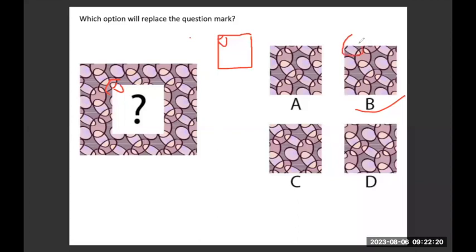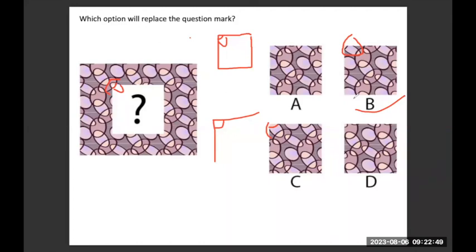If you look at this part, C also shows that condition, but the arch's position is wrong. If you look at the corner, the arch is distributed equally on both the sides. It's not asymmetrical. So C will not be the answer, B will be the answer.